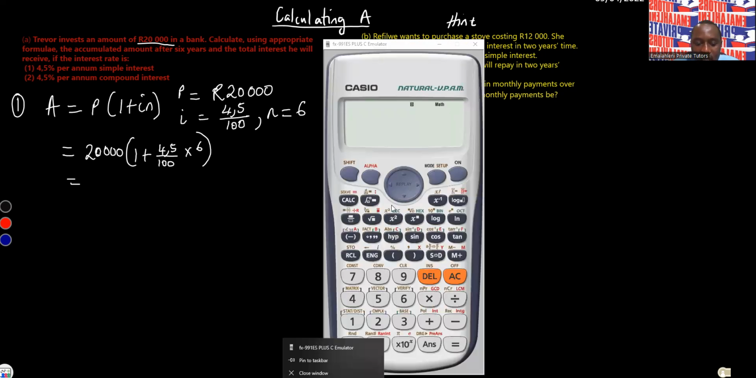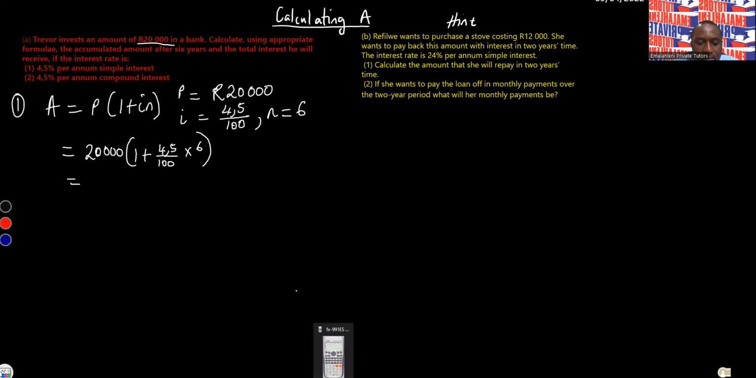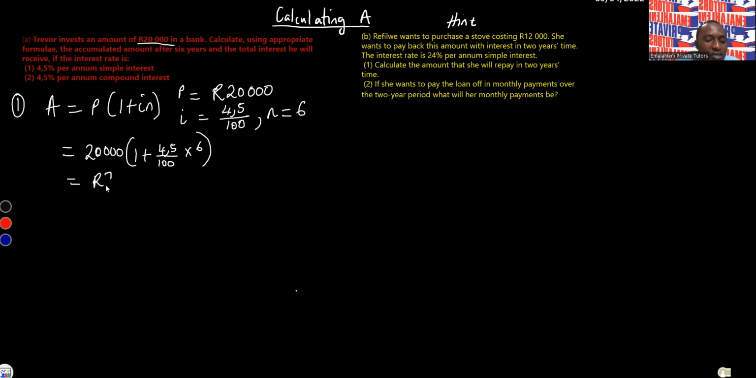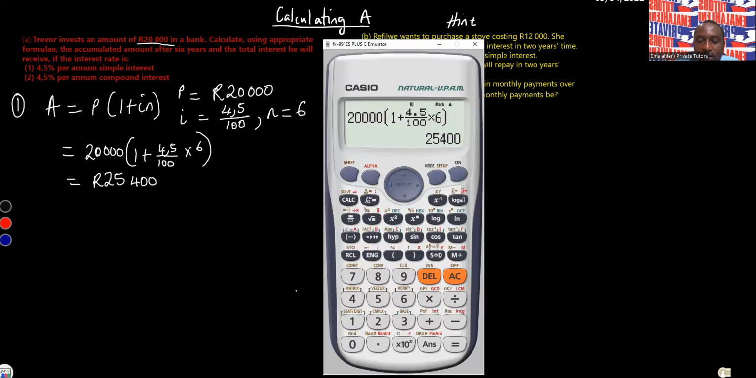Let's see what we get there. This is the calculator that you'll be using, the Casio. So it's 20,000. Okay, then we open the bracket, 1 plus. You must punch as you see on the calculator, okay? Then we have times 6. What do we get? We get 25,400. Just to confirm, that's our amount.